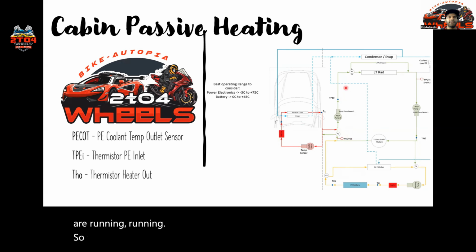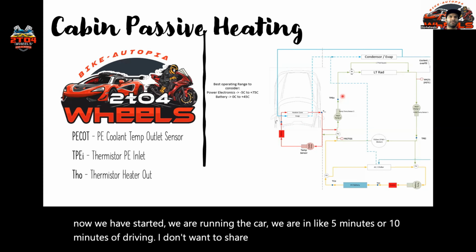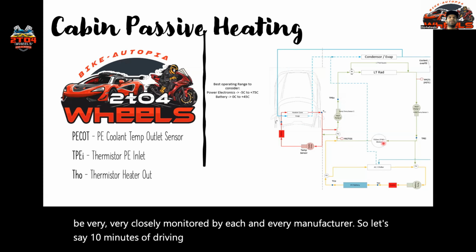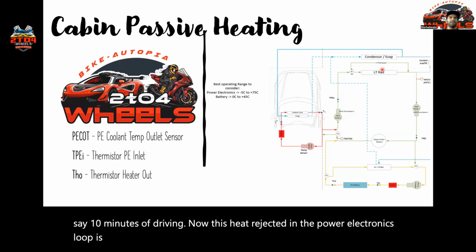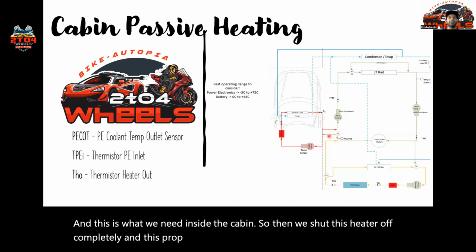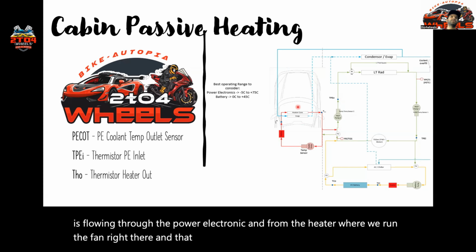So let's say now we are running the vehicle again and again. Let's say now we have started, we are running the car. We are in like 5 or 10 minutes of driving. I don't want to share exact numbers because these can be very closely monitored by each and every manufacturer. So let's say 10 minutes of driving. Now the heat ejected in the power electronics loop is actually 100 kilojoules, and this is what we need inside the cabin. So then we shut this heater off completely, and this proportioning valve is open 100%, and all the coolant is flown through the power electronics and the heater. So we run the fan right here, and that heat is taken from the coolant and dumped into the cabin.